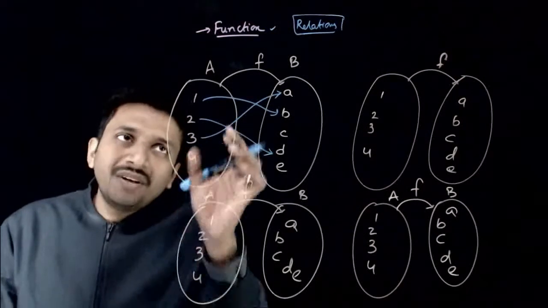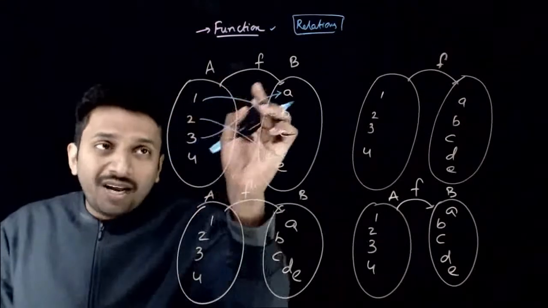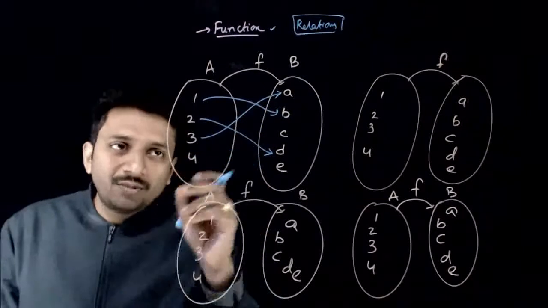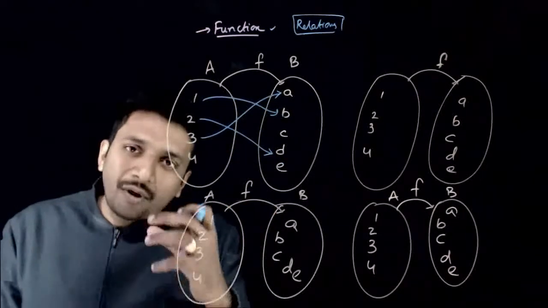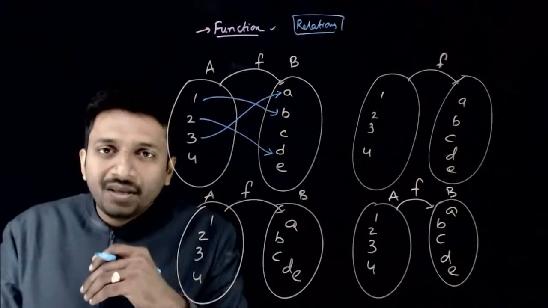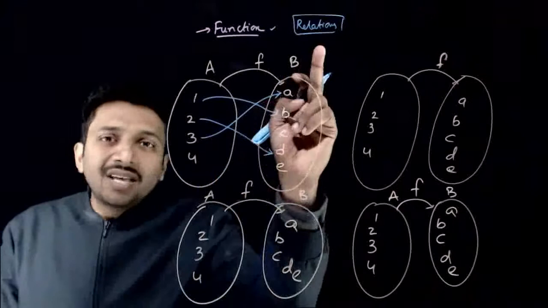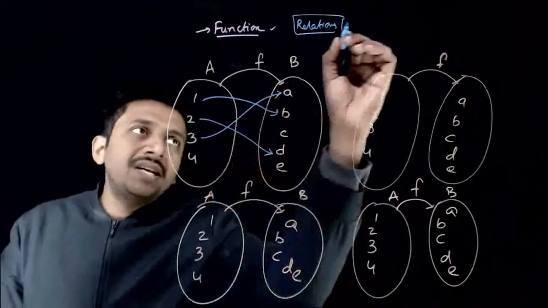This is a subset of the Cartesian product of A and B. The Cartesian product of A and B contains all the possible arrows between A and B. And out of all those arrows, if you select some of the arrows, it becomes a relation. Now, what is a function? A function is a relation which satisfies certain conditions.